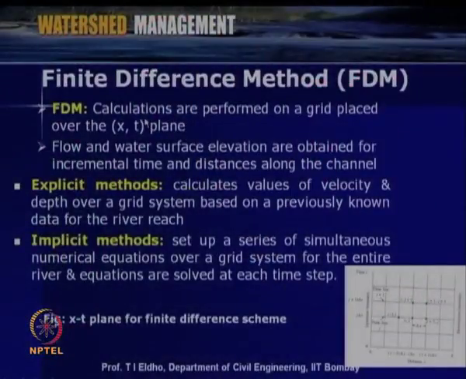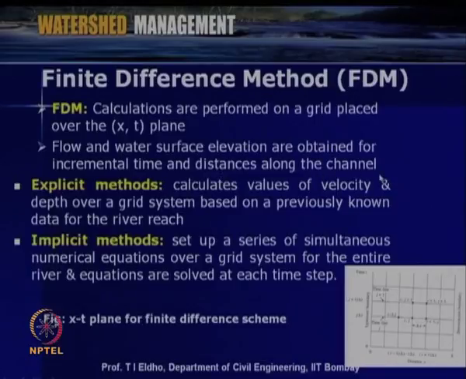As I mentioned already, in finite difference methods, the calculations are performed on a grid placed over the domain. If it is one dimension, it can be the x-t plane, or in 2 dimensions it can be the x-y-t plane, or in 3 dimensions it can be the x-y-z and t plane. So, this is, for example, in 1 dimension, the x plane and t. Flow and water surface elevation are obtained for incremental time and distances along the channel.